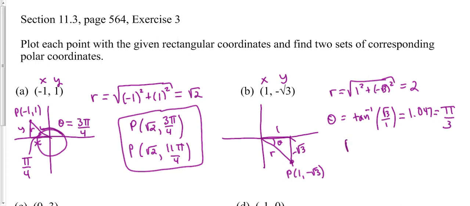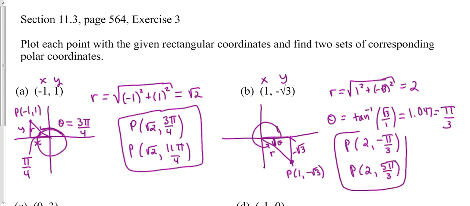So one possible polar coordinate is going to be 2, negative pi over 3 because we're measuring in this direction. And of course, we could also measure the angle by going around that way. So a second option would be 2, 5 pi over 3. And those again would be two possible corresponding polar coordinates.